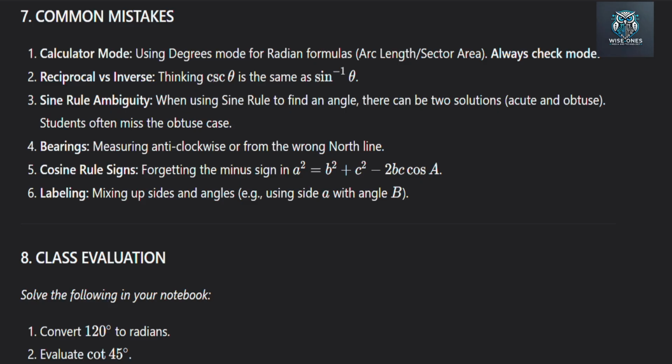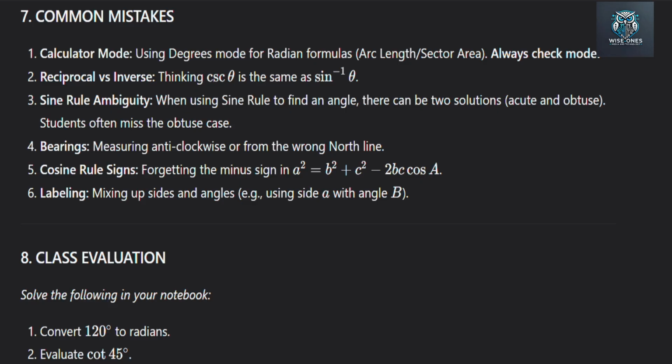Section 7. Mistake number 1. Calculator mode. Using degrees mode for radian formulas. Always check mode. If you are doing arc length, check for rad. If you're doing triangles, check for deg. Mistake number 2. Reciprocal versus inverse. Thinking cosec theta is the same as sine inverse theta. They are not.